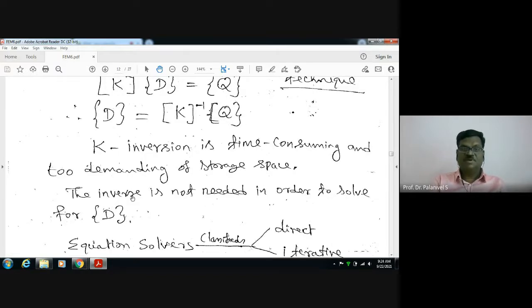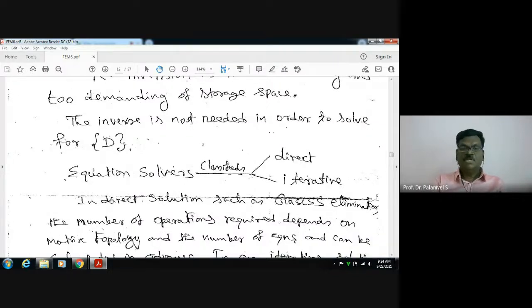So the inversion of the global stiffness matrix is not needed in order to solve for the required unknown degrees of freedom D. Therefore we have equation solvers, which are classified as direct solvers and iterative solvers. Iterative is a trial and error method, an iteration procedure, or the direct method.